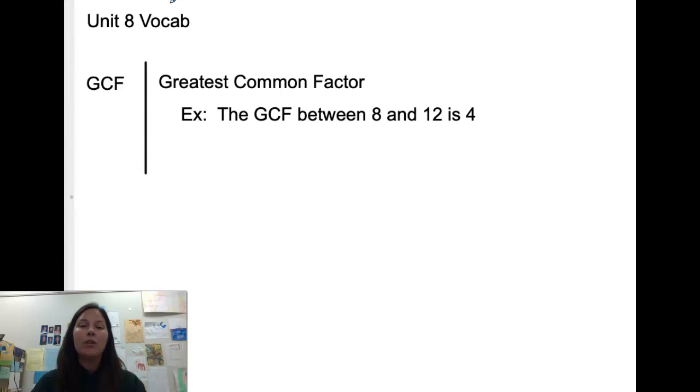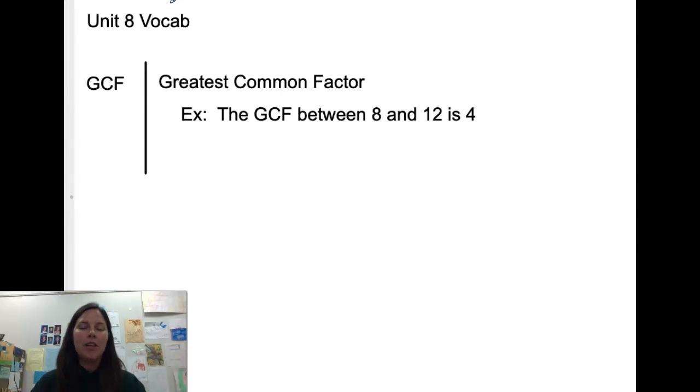Now the factors that we're used to seeing are something like 24. The factors of 24 are all of the numbers that go into 24: 1 times 24, 2 times 12, 3 times 8, and 4 times 6. We are going to get back to kind of the basics of that kind of factoring in today's lesson.